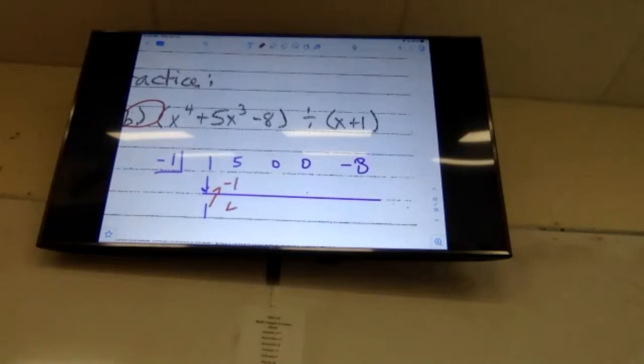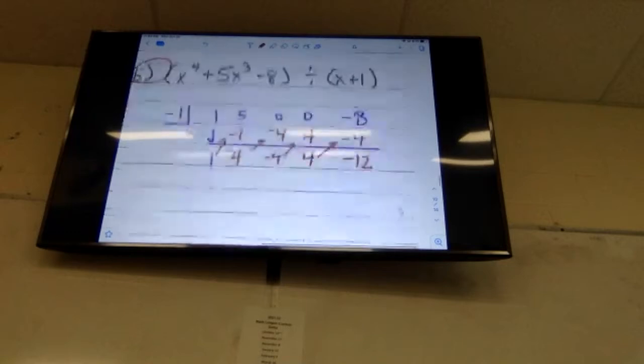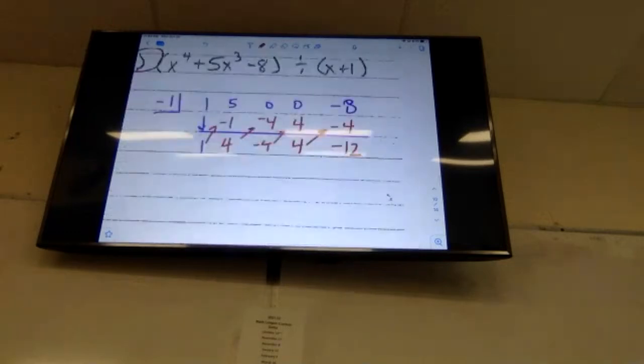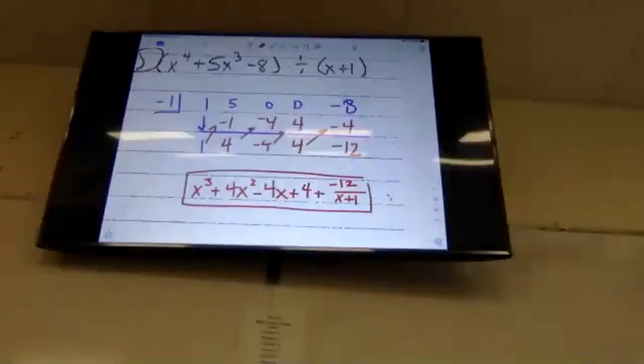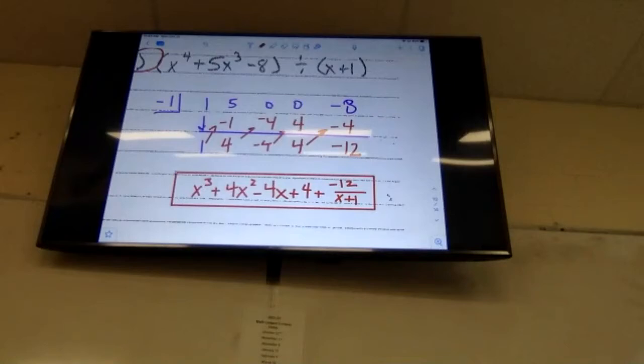Negative 1, 4, that means my answer is x to the third plus 4x squared minus 4x plus 4 plus negative 12 over x plus 1. All right, not too bad, right?